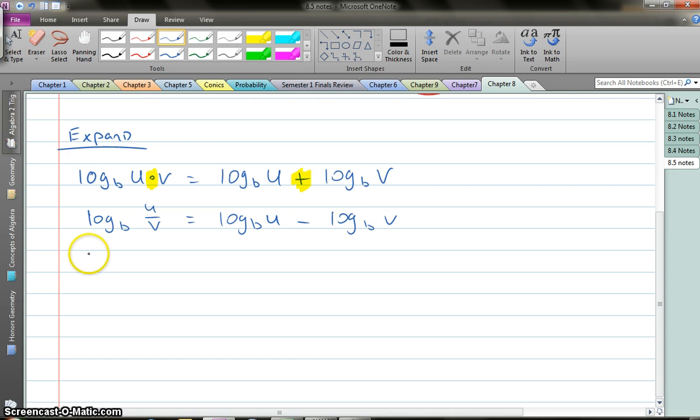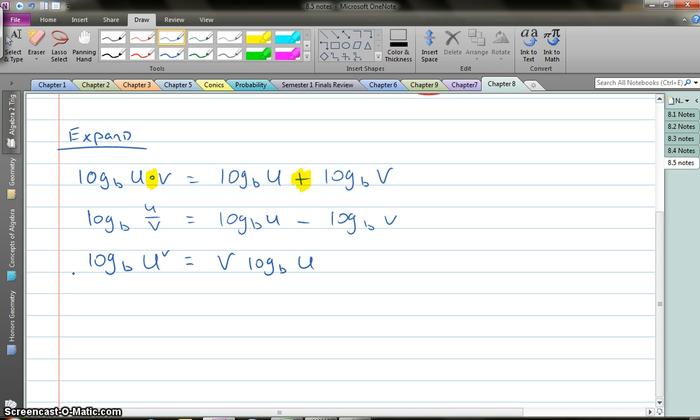And then our last one is one that we already know. Log base b of u to the v. This one we just rewrite. Remember, our exponent goes in front, and then we have our log base b, and our u stays in back. This one was in our video.